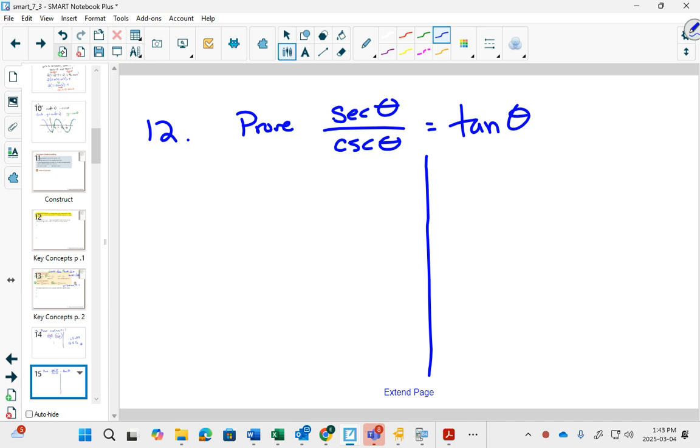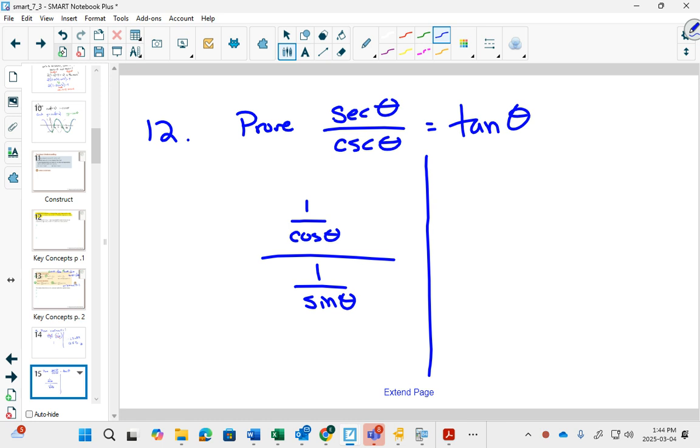We're going to develop some strategies. So far, I've only given you one strategy. And that one strategy is, if you want to, you can change everything to sine theta and cos theta. So if I did that in this situation, can you say that you could change the secant theta to 1 over cos theta? And you can change the cosecant theta to 1 over sine theta.